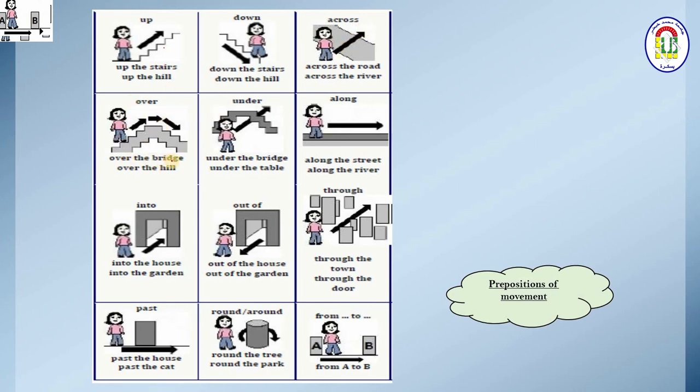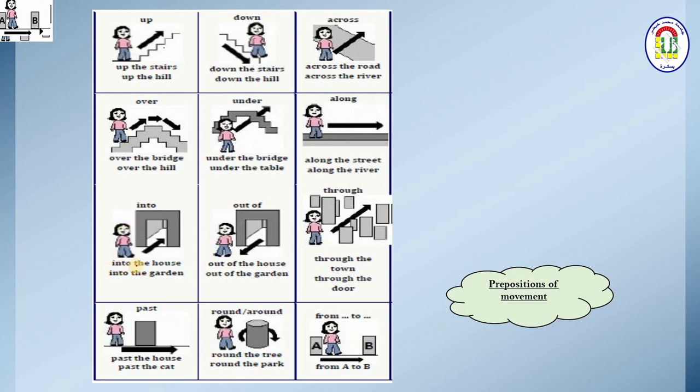Over means over the bridge, over the hill. You see how she is going over, normally the stairs. She is going under the bridge or under the table. She is going under. So along: she crossed the river, and here no, she was walking along the street or the river. So she normally walks across or along the river bank.